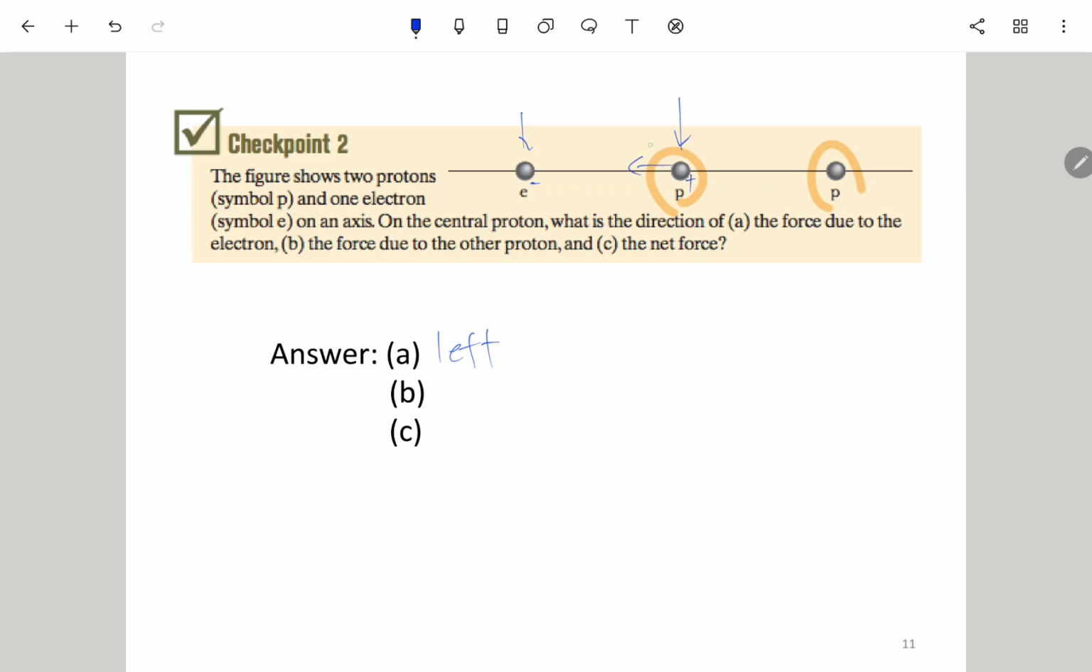So the force acting on the proton is actually pointing to the left side, and of course there should also be a force acting on the electron pointing to the right side, although the question does not ask you to answer this point. Okay, so for the question B, the force due to the other proton, it's still asking you the direction of the force acting on the central proton. So left or right?